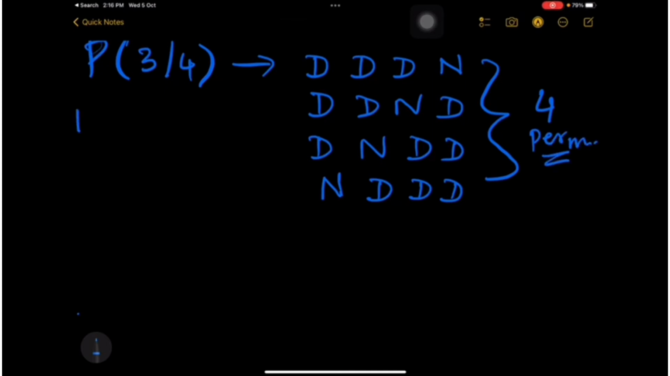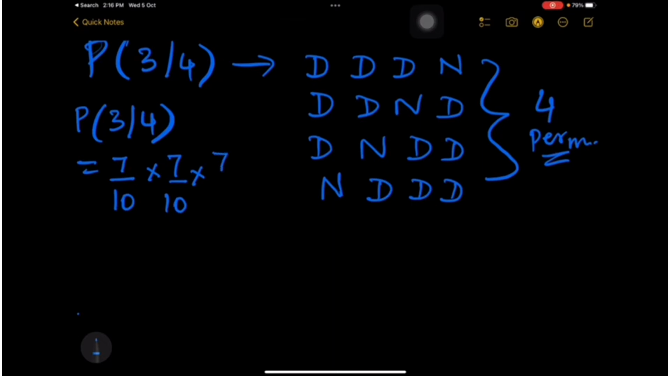Therefore, I have to find out the probability like this. Probability of first patient being diabetic is 7 out of 10. Probability of second patient being diabetic is 7 out of 10. Probability of third patient being diabetic is 7 out of 10, and probability of fourth patient being non-diabetic is 3 by 10.